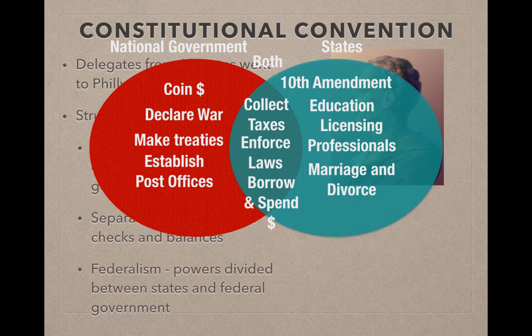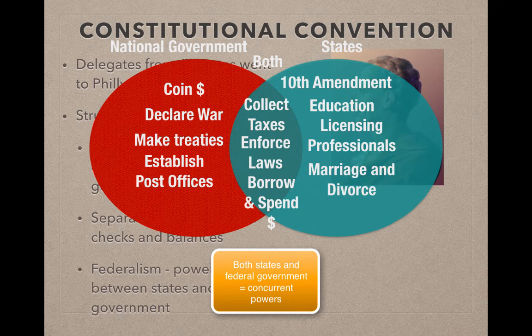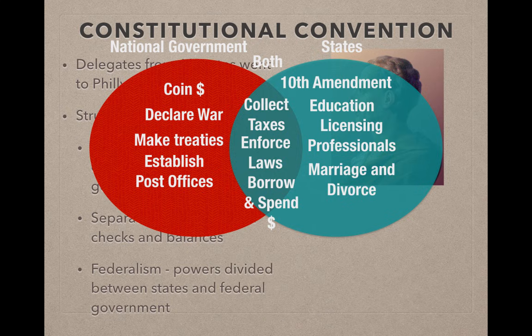And then both things that both states and the federal government can do are collecting taxes, enforcing laws, and borrowing and spending money. Those are examples of federalism. Be familiar with this topic.